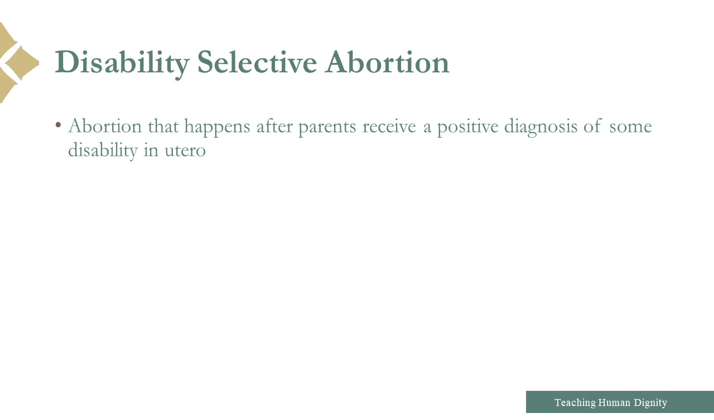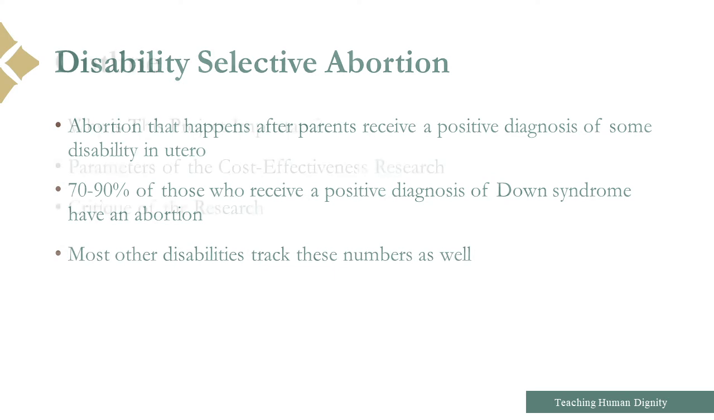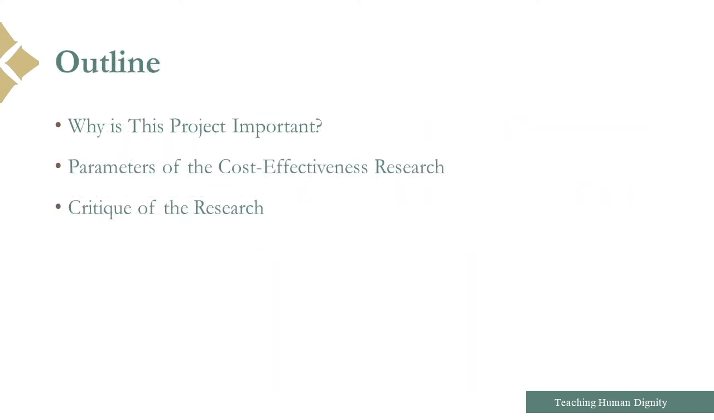It ranges somewhere maybe between roughly 70 and 90% is the abortion rate for children who receive a diagnosis of Down syndrome in utero. Most disabilities track those numbers as well, but we don't have great data in this country on reasons for abortions.